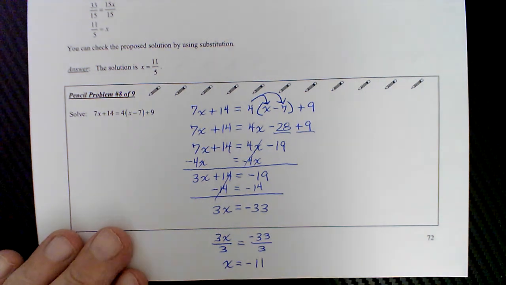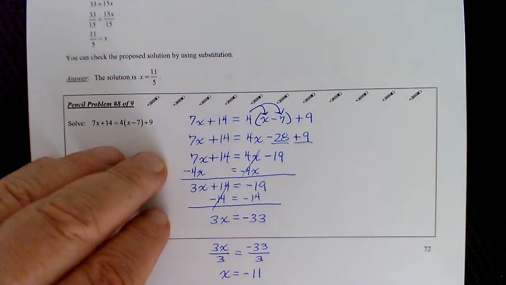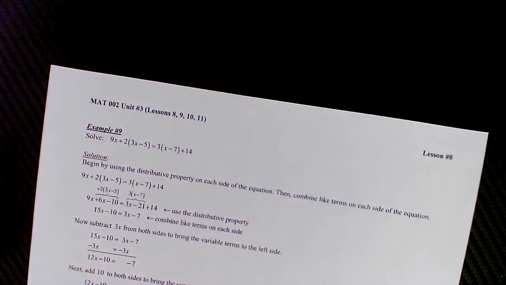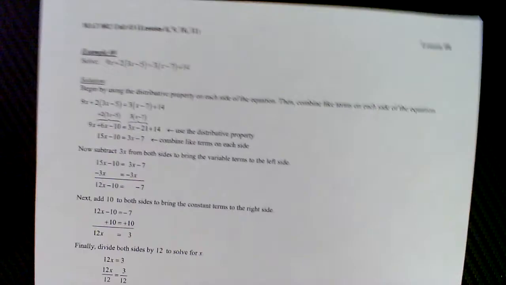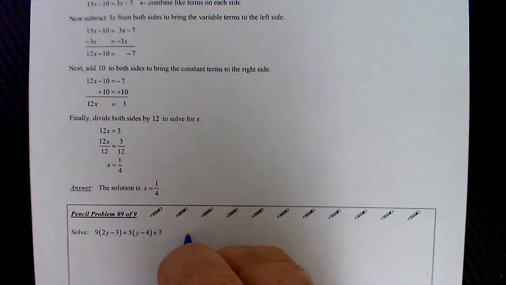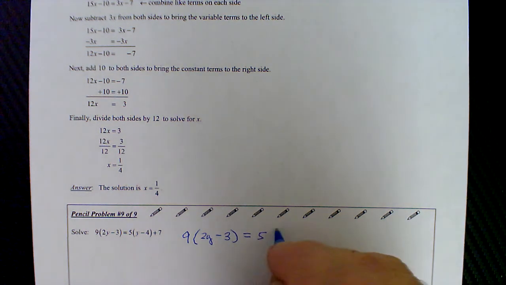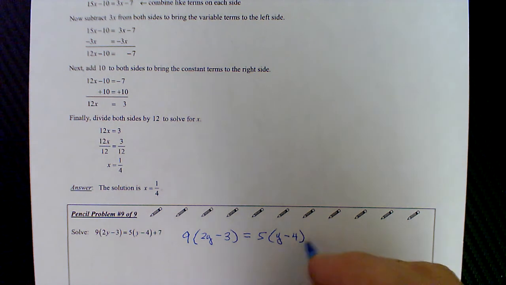Okay, so then one more pencil problem in the example, and it's just a combination of steps again, including the distributive property. You can read through the example on your own. And here I will recopy the pencil problem. So 9 in parentheses 2y minus 3 equals 5 in parentheses y minus 4, and then close the parentheses +7.